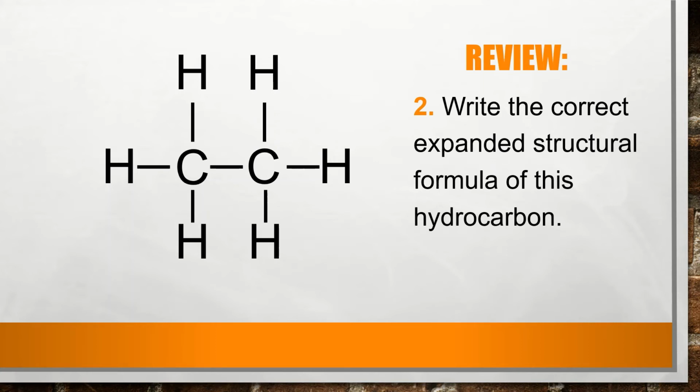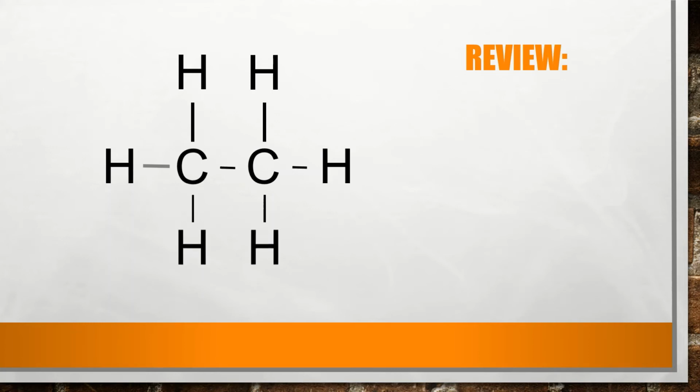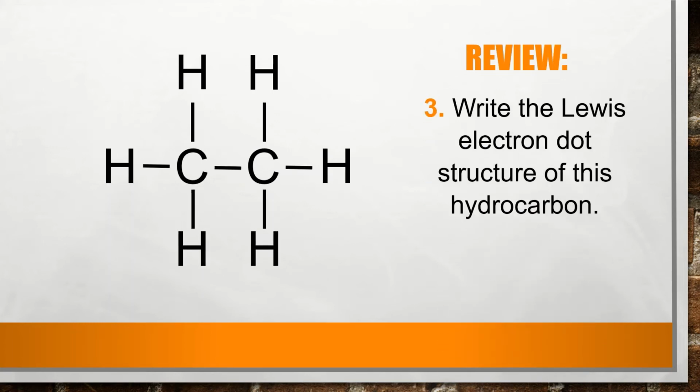Now, let's write the Lewis electron dot structure of this hydrocarbon. Let's check. As we have recalled earlier, a single bond is equal to 2 electrons. We will just replace the single bond with 2 dots, which represent the 2 valence electrons. You're doing well! You have learned and understood our previous lesson.